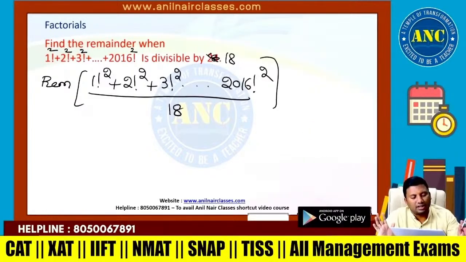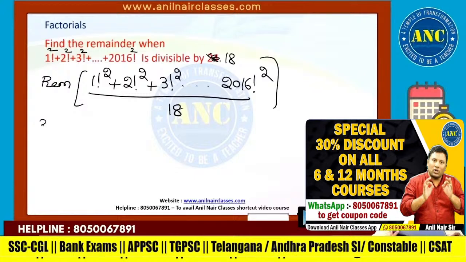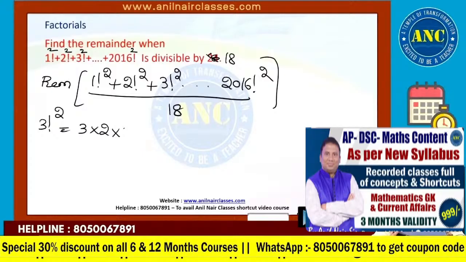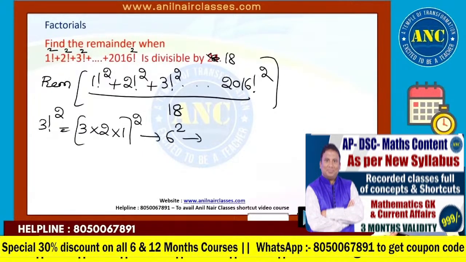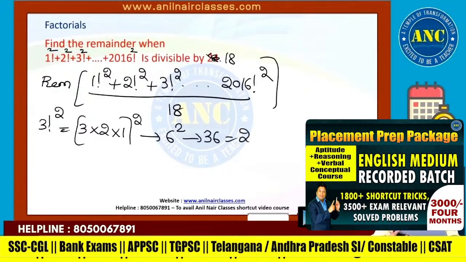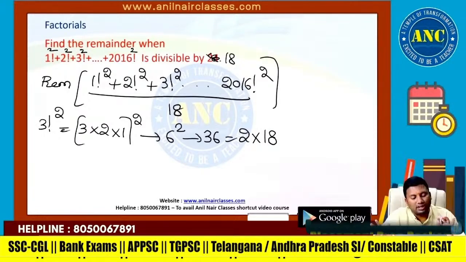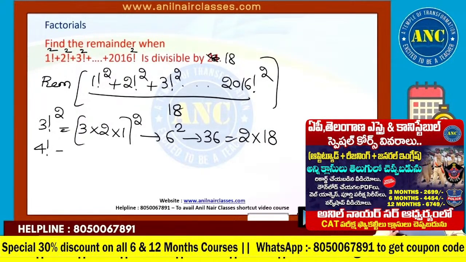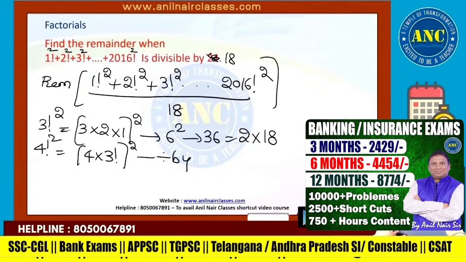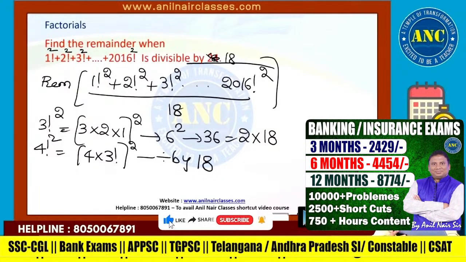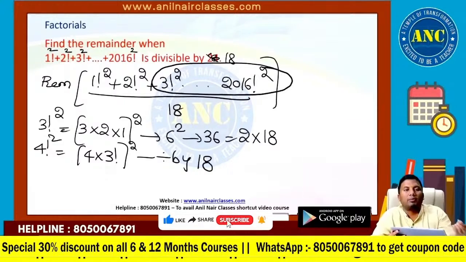Now, let us see what is happening from 3 factorial whole square. 3 factorial is 3 into 2 into 1 whole square, which is nothing but 6 square, which is 36, which is nothing but 2 into 18. 3 factorial whole square is divisible by 18. 4 factorial whole square is 4 into 3 factorial whole square, so these are also divisible by 18. That means from 3 factorial onwards, all are divisible by 18.